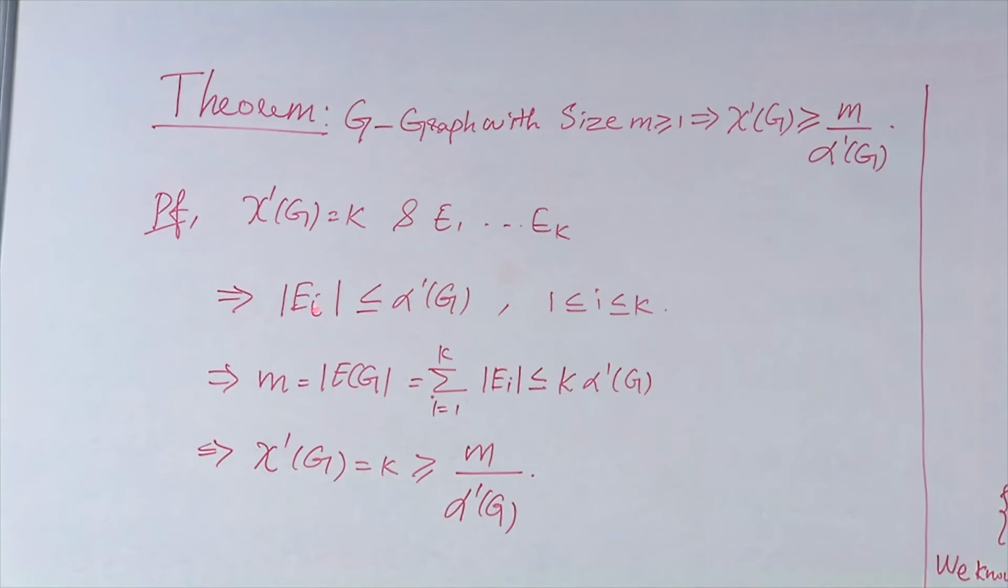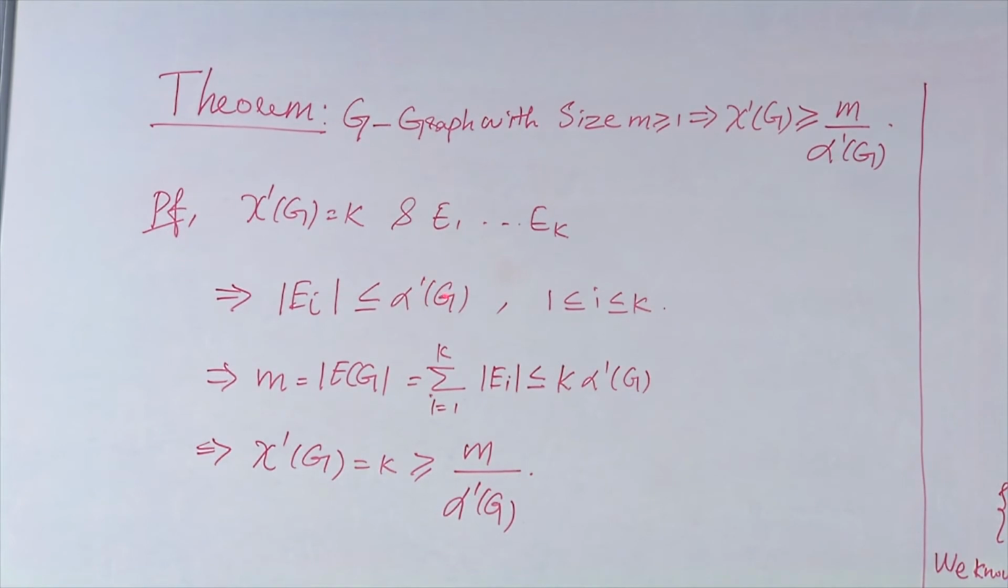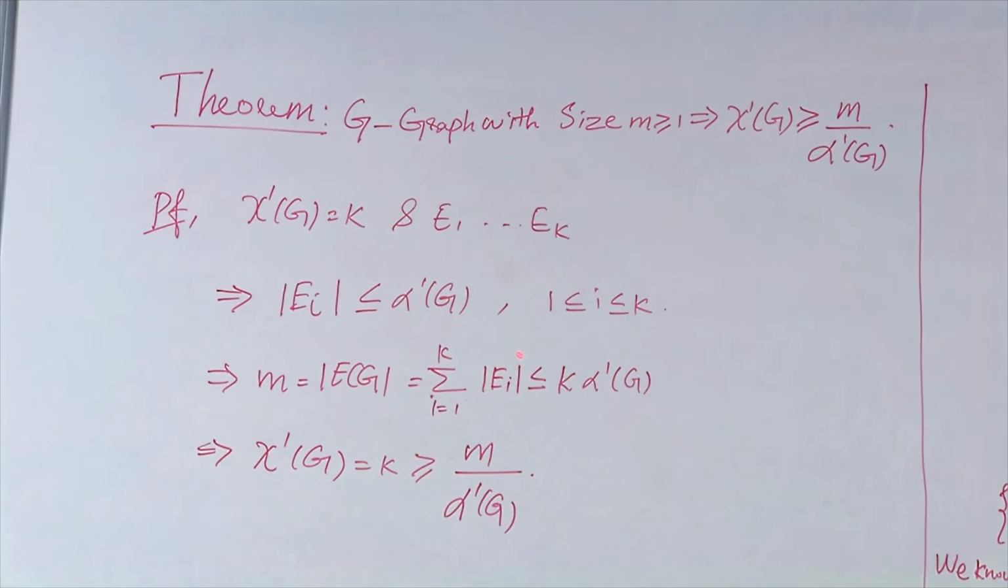And we already had this inequality: the cardinality of Ei is less than or equal to alpha dash of G, which holds for every i. For the first one I will put less than or equal to alpha dash of G, for the second one plus less than or equal to alpha dash of G, and for the kth one also less than or equal to alpha dash of G. So if I take alpha dash of G outside, I will have 1 plus 1 plus 1 etc., k times. Therefore that is k into alpha dash of G, which means that my m is less than or equal to k into alpha dash of G.